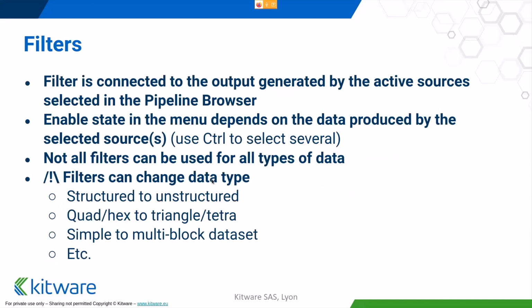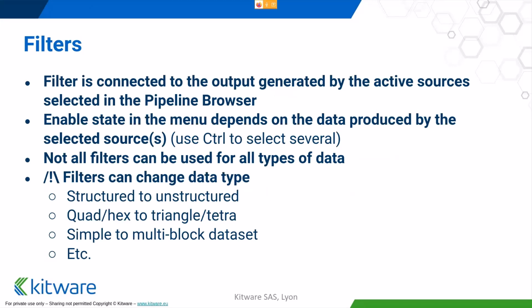When you create a filter, it's connected to the output of the previously active source. So for example, if I created a filter on the motorbike, it will connect automatically on the motorbike. And then if I create another filter, it will connect on the previous filter, and so on and so on. If I change the active source, of course, it will shortcut. Some filters are available or not, depending on the current active source and the current state of the application.